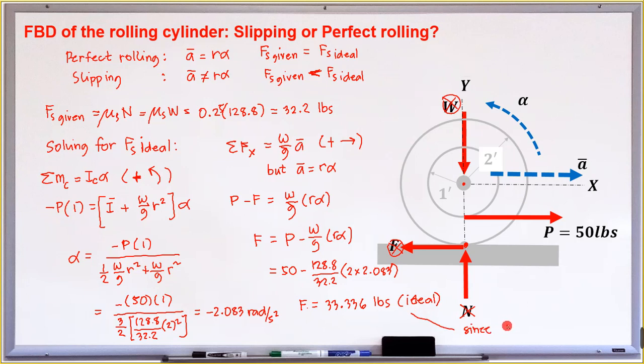Since F given is less than F ideal, therefore slipping occurs. So there is slipping, meaning the rolling cylinders slide. Okay, so that is how you are going to prove whether slipping or perfect rolling happened in our system.